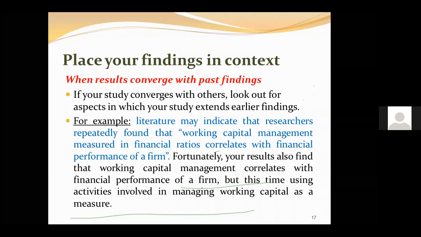For example, literature may indicate that researchers repeatedly found that working capital management measured in financial ratios correlates with financial performance of a firm. That is what others have found. They used financial ratios to measure working capital. Now, for you also, you find that working capital management correlates with financial performance of the firm, but this time using activities involved in managing working capital.